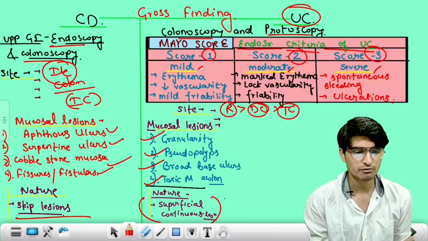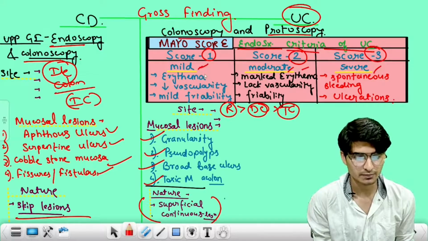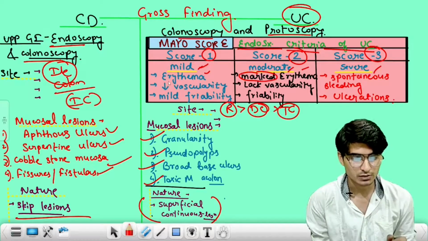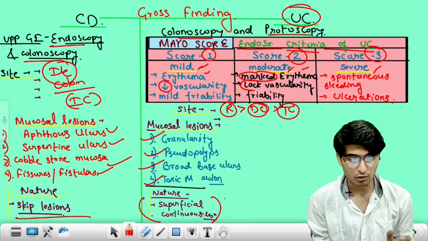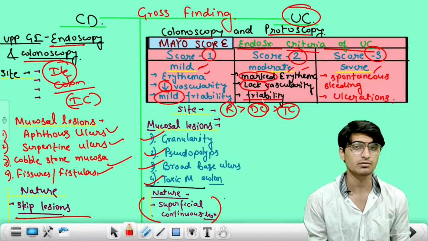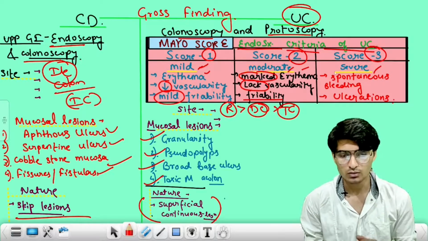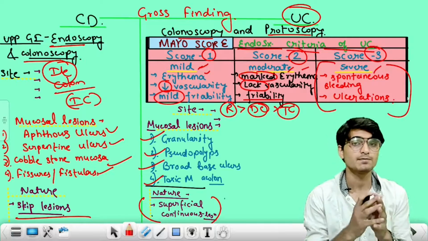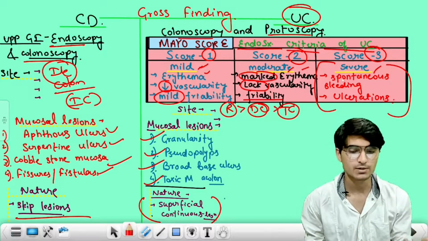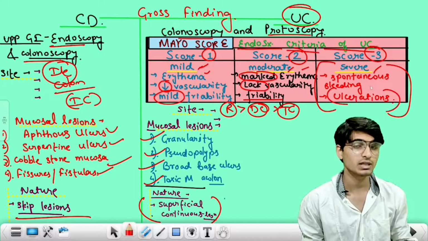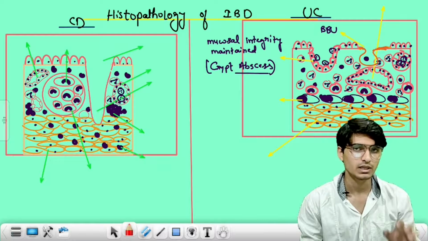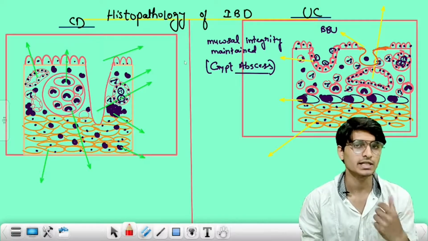And now in the case of mild and moderate, we're just having erythema in the mild, but the marked erythema in the moderate variety. And then vascularity is decreased, but there is lack of vascularity. Okay, and the friability, which is mild, and that is severe in the case of the moderate category. And now the severe category is having the spontaneous bleeding without any mechanical trauma. There is spontaneous and massive bleeding, and subsequently the ulcerations which are superficial and continuous and having the broad base ulcers. So this is it with respect to the endoscopic findings, and now we will go for the histopathology, right?